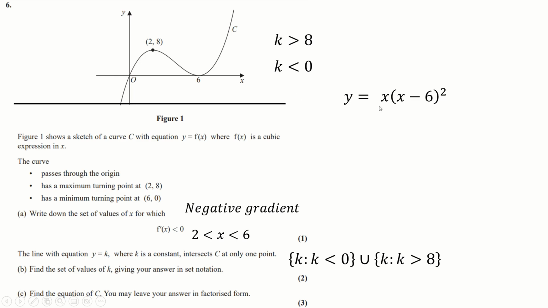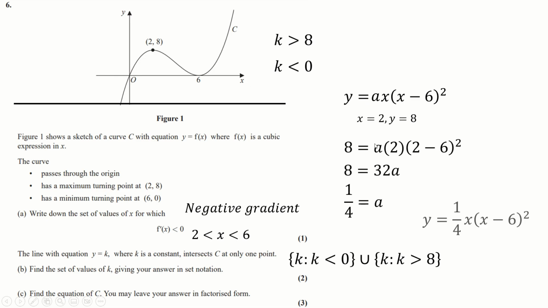So what you have to do is put in a scale factor, which we'll call a for now, and then substitute 2, 8 to figure out what that a value is, and you get a as a quarter, and so that will be the answer there. But it has to go through here, because that's on the curve, so it has to obey that point there. And we'll get this here, and that will be an acceptable answer.